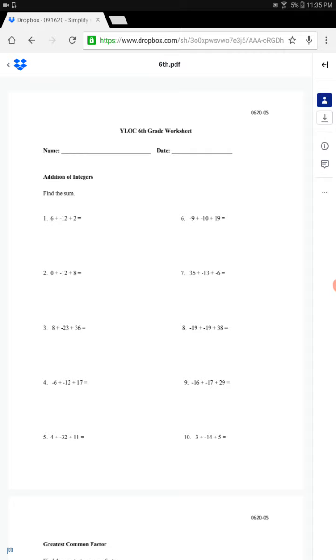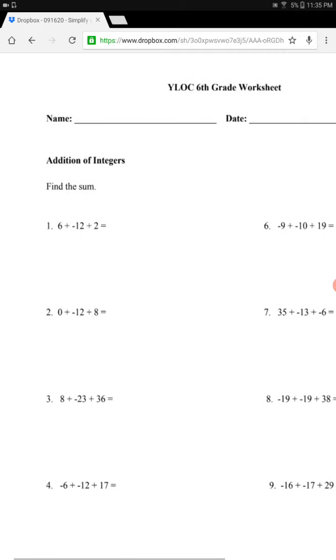So for today's lesson, we're going to be doing addition of integers.